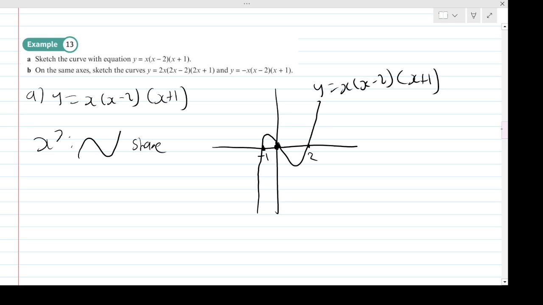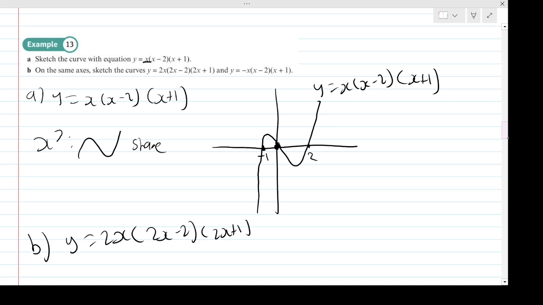Okay, part B. It says on the same axis, sketch the curves y is 2x(2x minus 2)(2x plus 1), and y is minus x(x minus 2)(x plus 1). Well, these are going to be transformations, but which one? What are we doing exactly? In this instance, when the curves look similar but you don't exactly know what's going on, just compare it bit by bit.